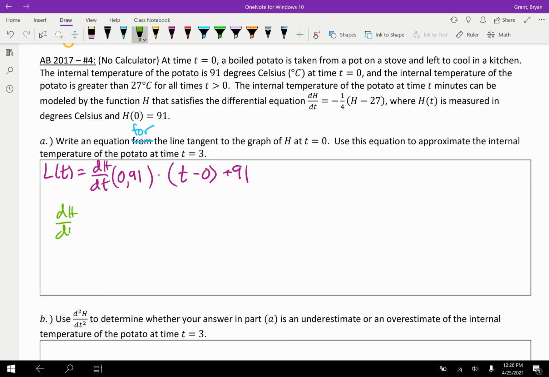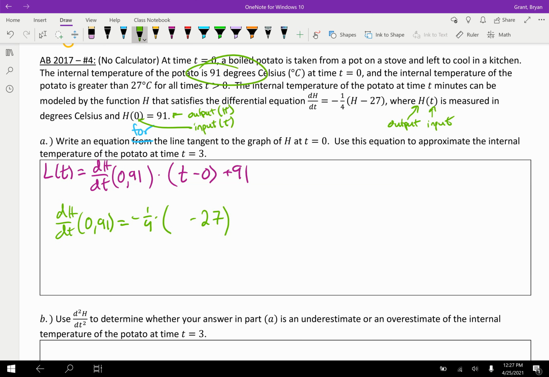So dH/dt evaluated at (0, 91), and so we have this cool formula over here, negative 1/4 times something minus 27. And here's the first part that my students definitely made mistakes on a couple years ago. They weren't sure if you're supposed to substitute in 0 or 91 for H. This function notation threw them for a loop. But, okay, we know that this is H(t), where t is the input and H is the output. And we should be comfortable with function notation to know that 0 is the input, which means 0 is the time, and 91 is the output, which is the heat of the potato.